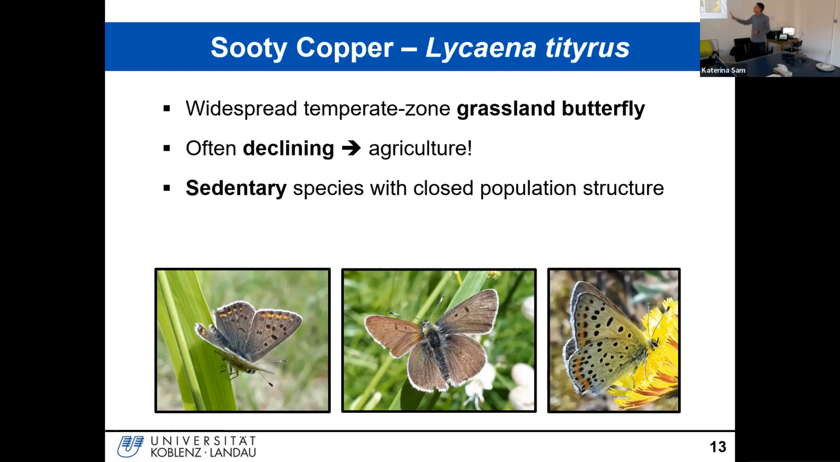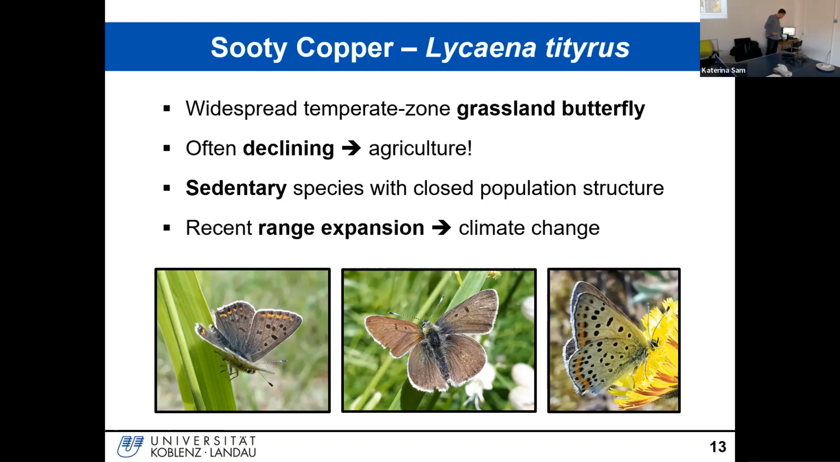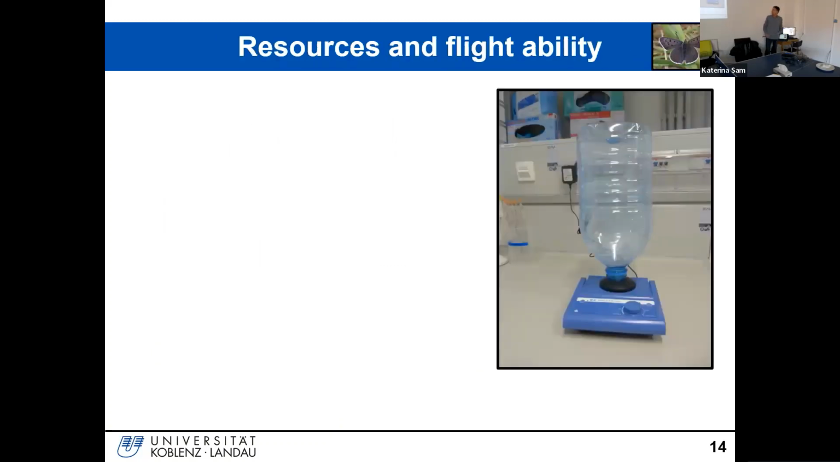It's a widespread temperate zone grassland butterfly, which is nowadays often, not everywhere, but often declining due to agricultural intensification. It's a relatively sedentary species also, with closed population structures. Nevertheless, it has shown a range expansion towards the northeast in recent years, presumably due to climate change. Here we go, shaker test.